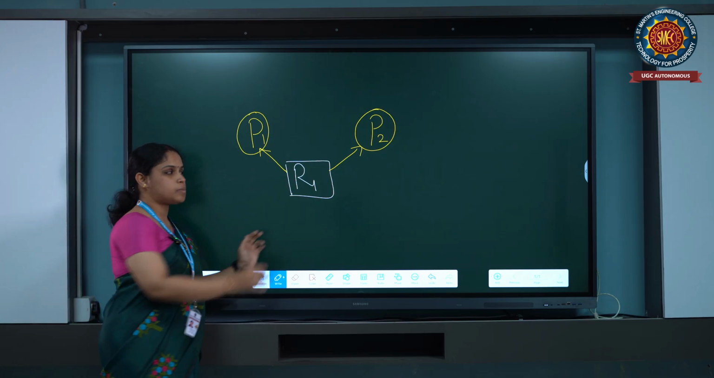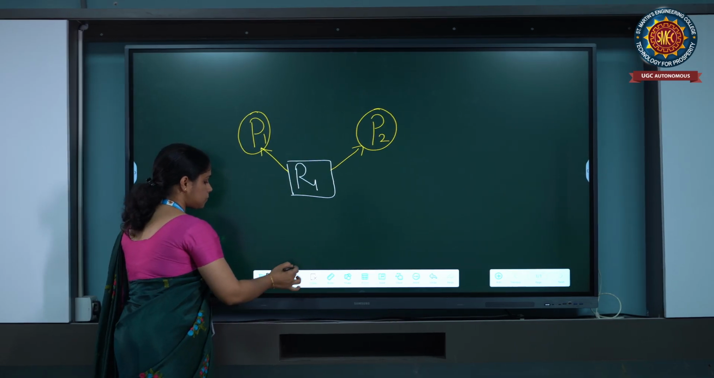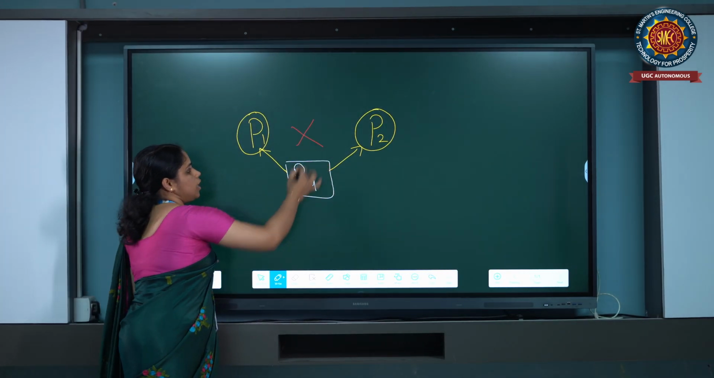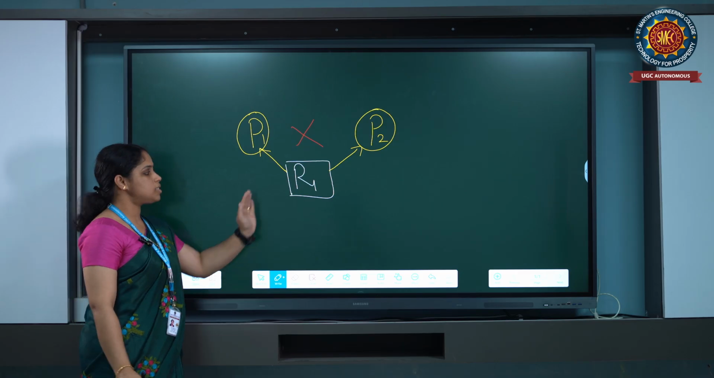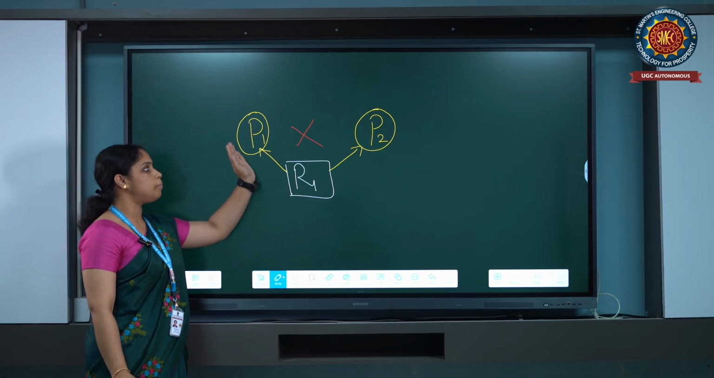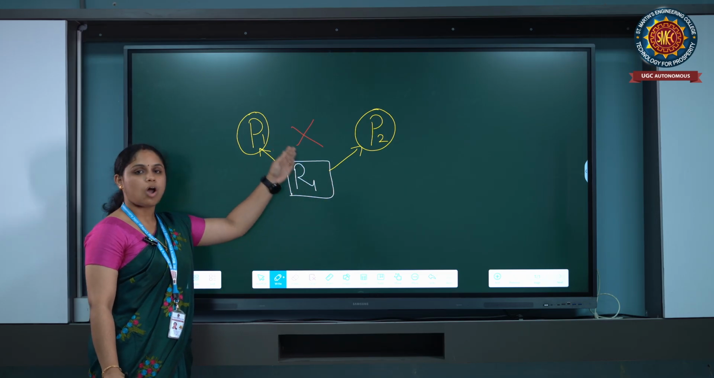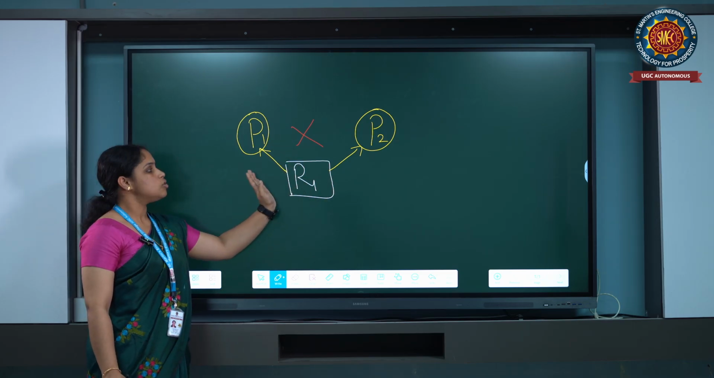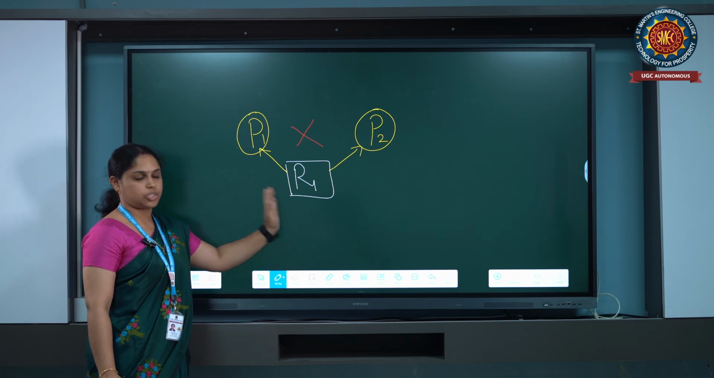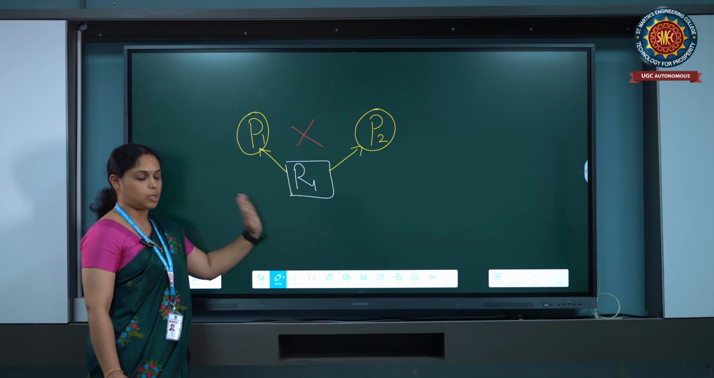It is not possible to allocate R1 to both P1 as well as P2. This is actually not a possible situation. That would be a violation of mutual exclusion. So this is about mutual exclusion.